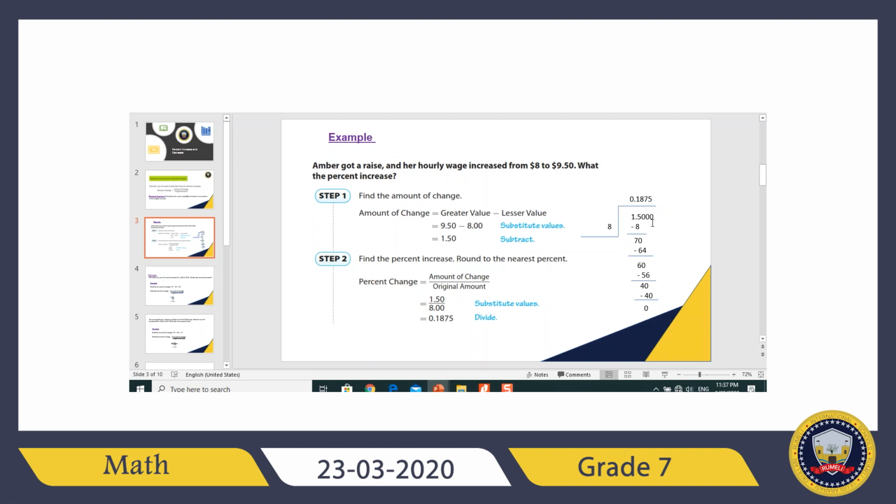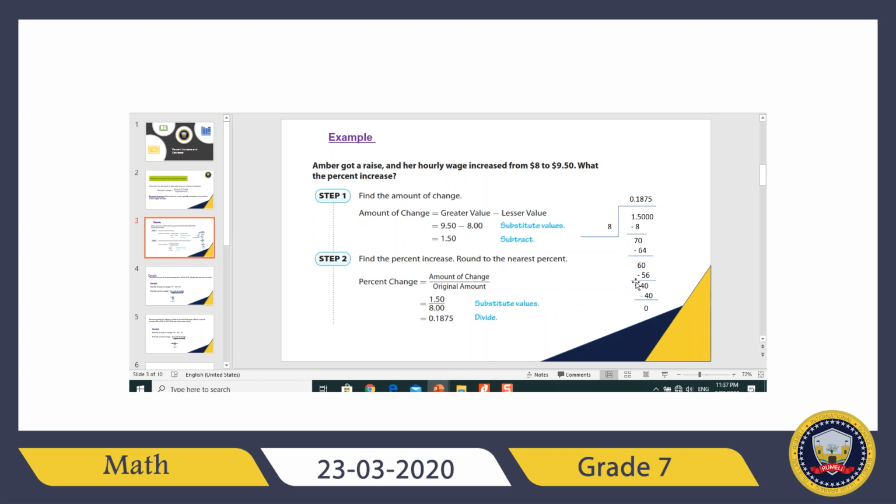Then I will bring down the last 0, right? So here is 40. Then 8 times what equals 40? I found out that 8 times 5 equals 40. So I will put the answer here, 5. Then I will subtract. 40 minus 40 is 0.